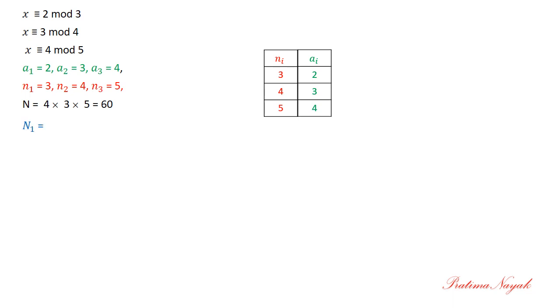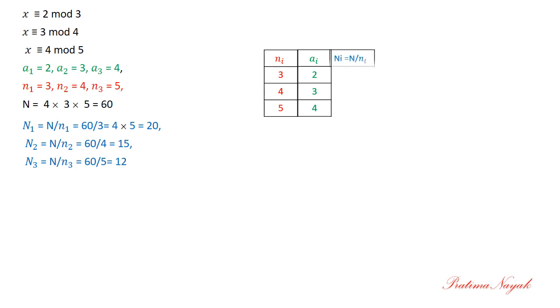Now this is the procedure. We will get capital N1 equal to n upon n1, that will be 60 divided by 3, that will be 4 times 5, 20. N2 is equal to n upon n2, 60 divided by 4. What will remain? It will remain 3 times 5, that will be 15. And N3 is again 60 divided by 5, it will be 3 times 4, 12. So we will make a table like this: n1, a1 and capital Ni.